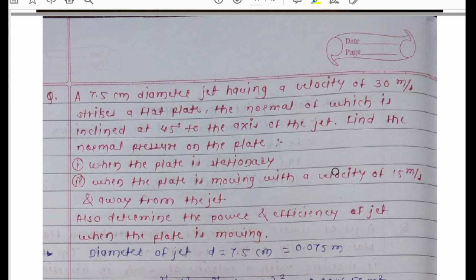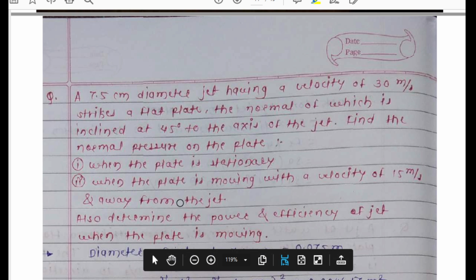Now the second example. A plate 7.5 centimeter diameter jet having a velocity of 30 meters per second strikes a flat plate, the normal of which is inclined at 45 degrees to the axis of jet. Find the normal pressure on the plate, first when the plate is stationary, and second when the plate is moving with a velocity of 15 meters per second and away from the jet. Also determine the power and efficiency of jet when the plate is moving.